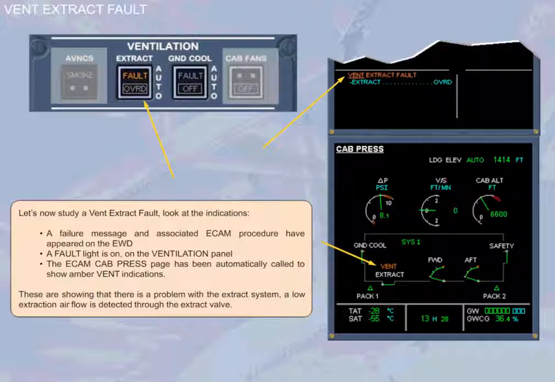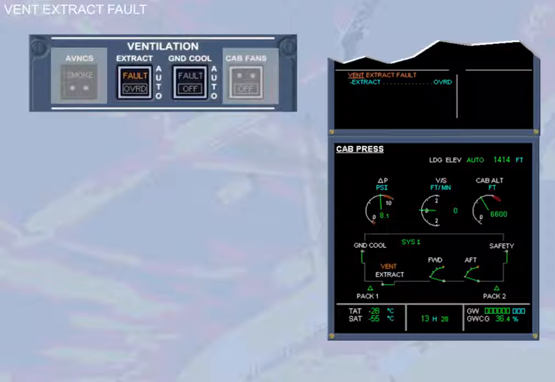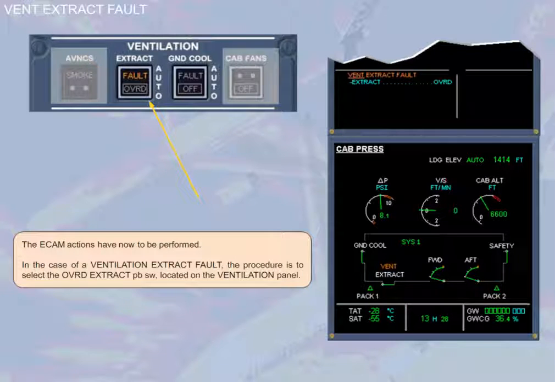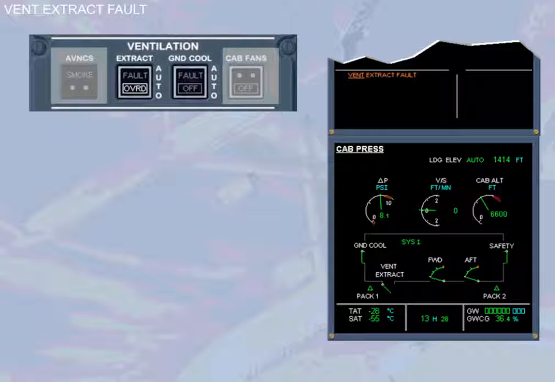The ECAM actions have now to be performed. In the case of a ventilation extract fault, the procedure is to select the override extract push-button switch located on the ventilation panel. When you switch to override, the amber fault light in the extract push-button switch goes off and is replaced by the white override light, and the blue action line on the engine warning display disappears.